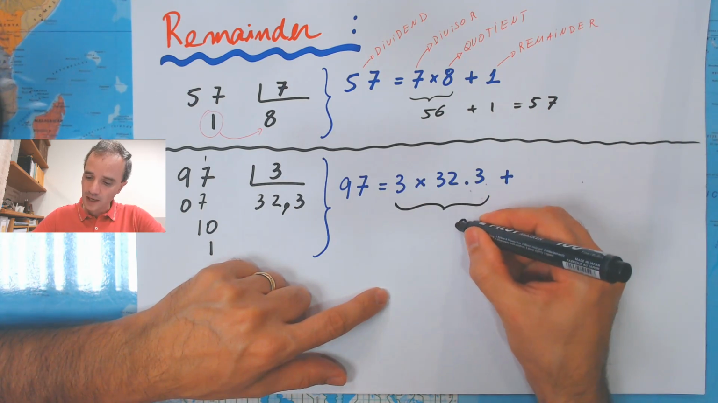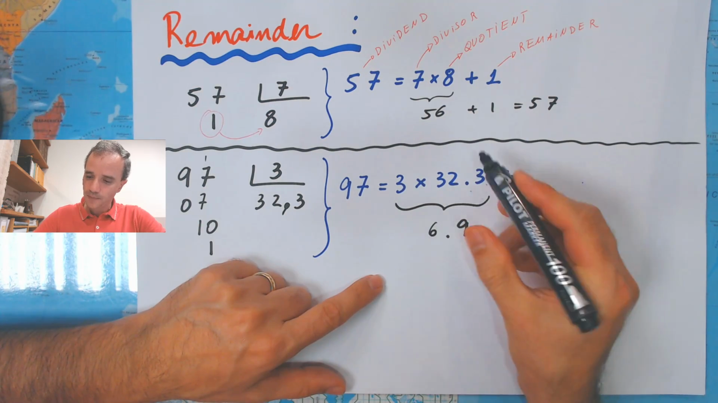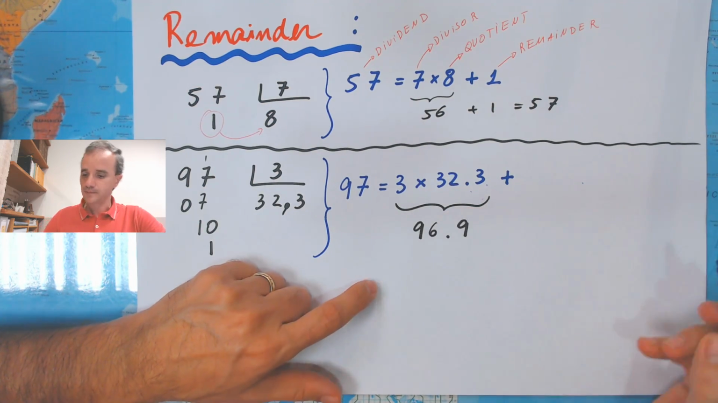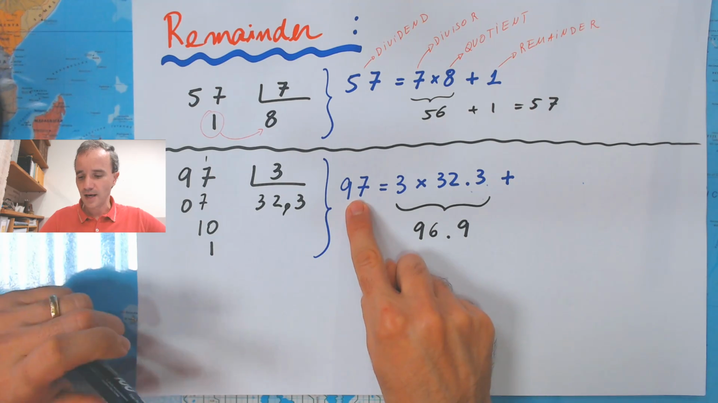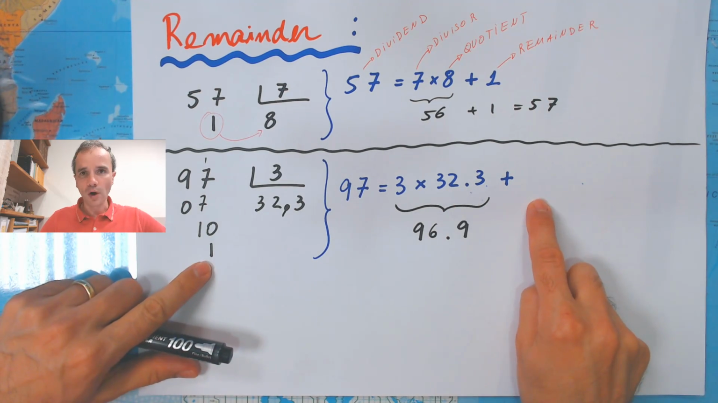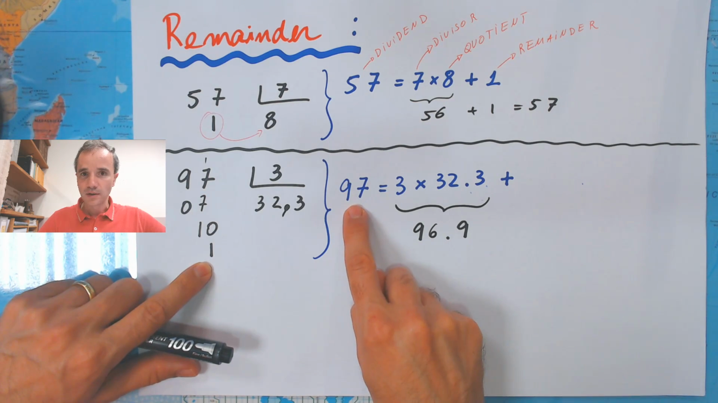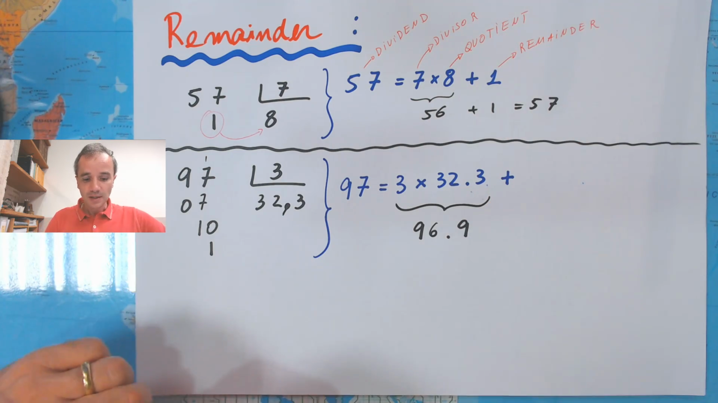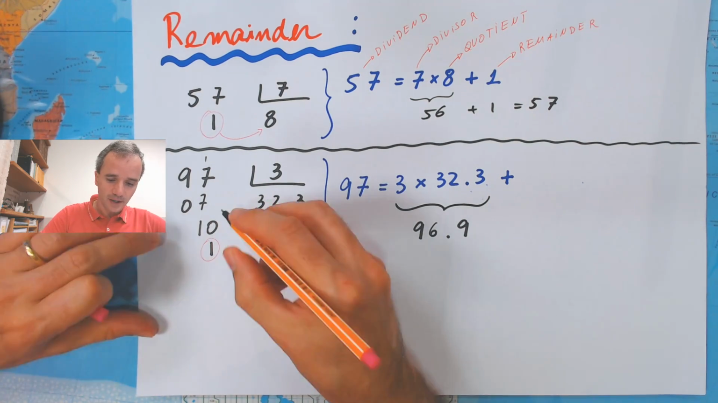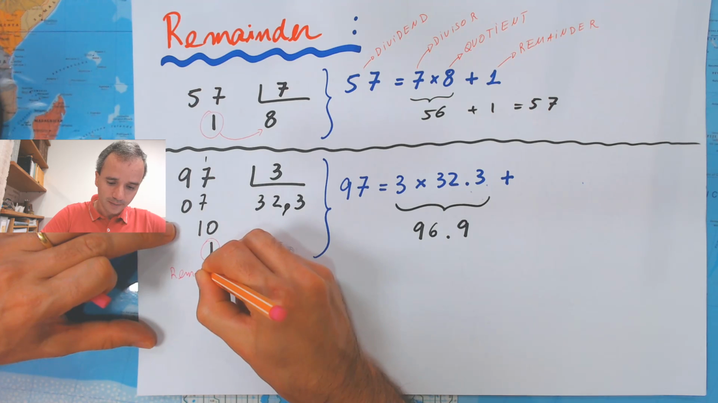Let's multiply this. 3 times 3 is 9. The dot in here. 2 times 3 is 6. 3 times 3 is 9. Okay. So far, we are pretty close to 97. If we add one more, it's going to go beyond 97, and it's going to be wrong. Now, let me tell you something. This is the remainder. It is. I'm not going to lie to you. Remainder.